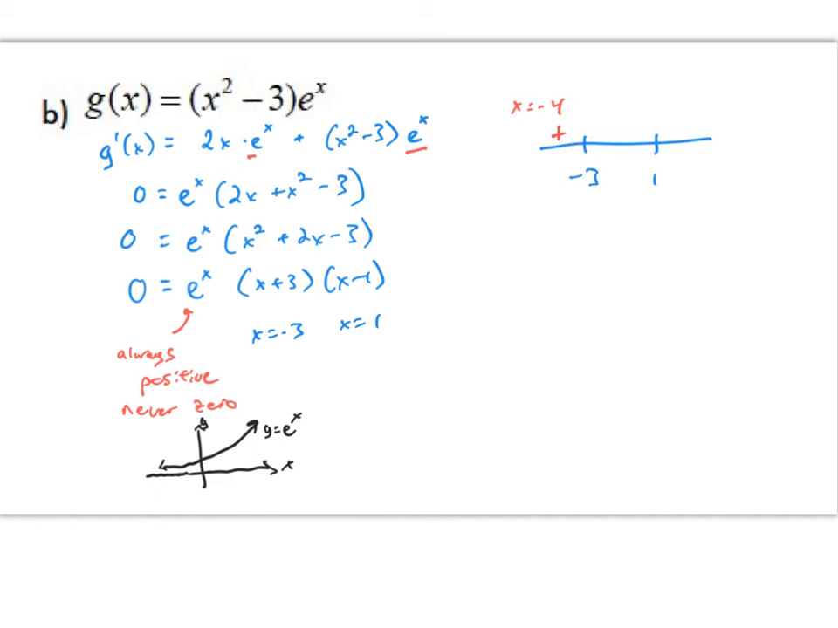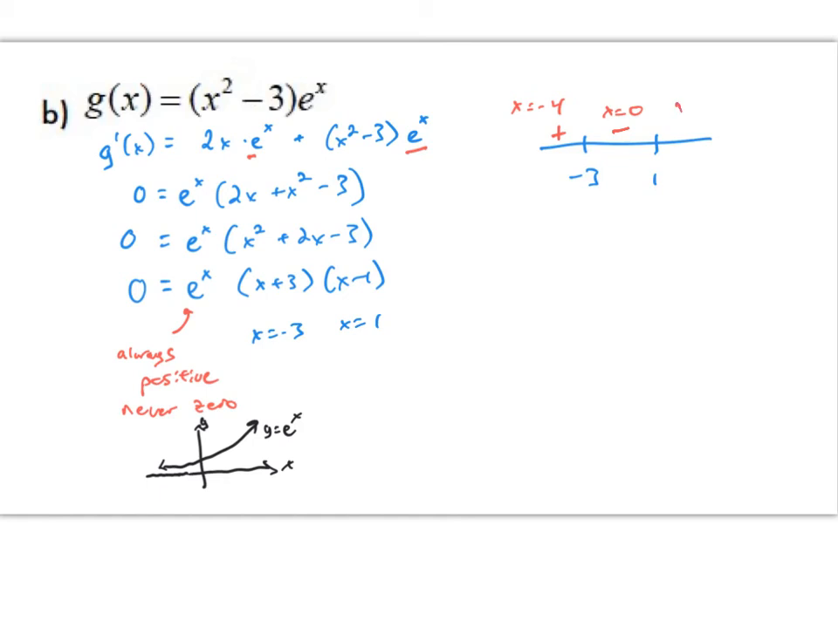All right, let's pick something between -3 and +1. Go ahead and pick 0. It's an easy number to work with. Again, that's always going to be positive. That's going to be positive, but this term right here will be negative if I put in 0 for x. So two positives and a negative multiplied together signal that that part's going to be negative.